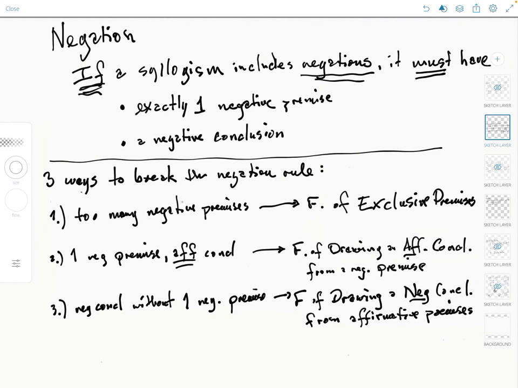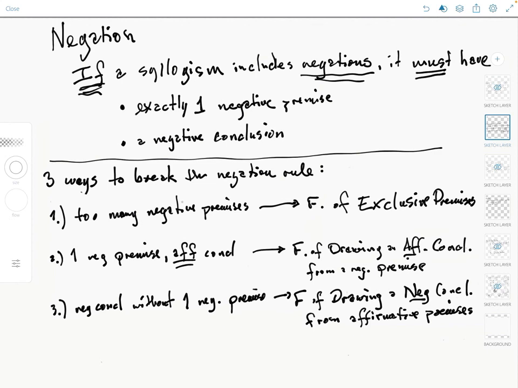All right, and the third way you could break this rule is you could have a negative conclusion, but you could have it without one negative premise. And this is named the fallacy of drawing a negative conclusion from affirmative premises. And again, we often shorten that down to the fallacy of negative conclusion, but always remember that that's shorthand for the fallacy of drawing a negative conclusion from affirmative premises.